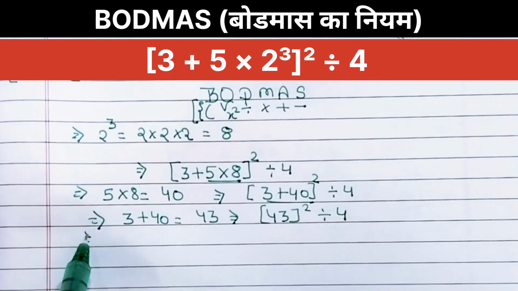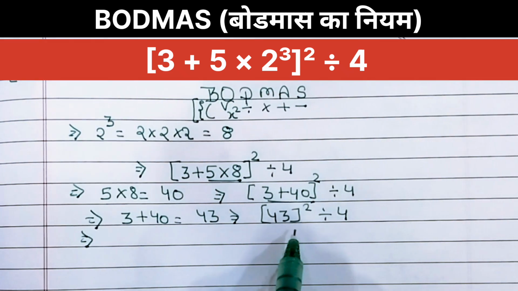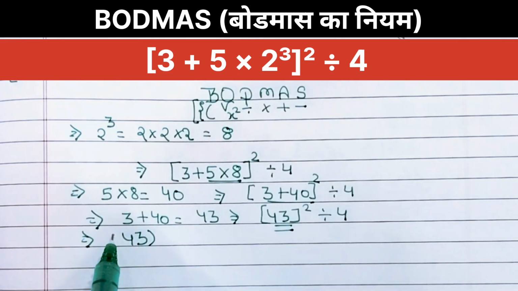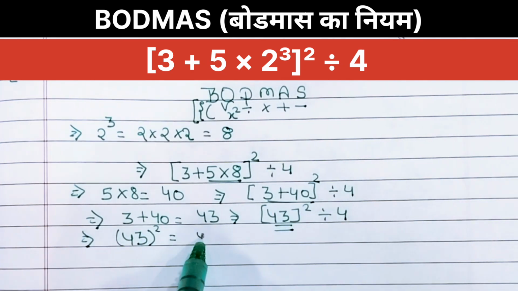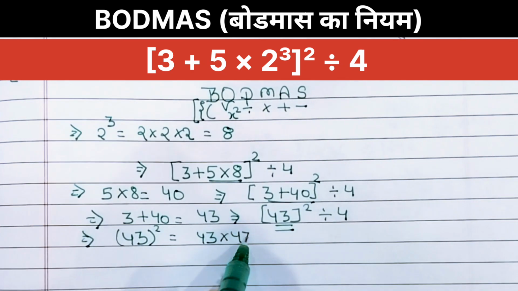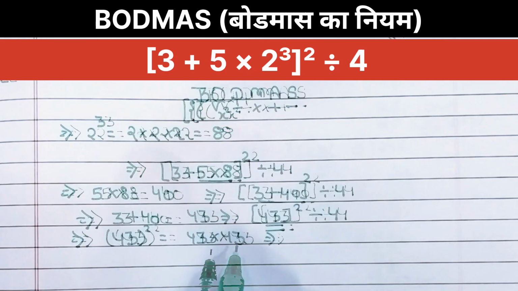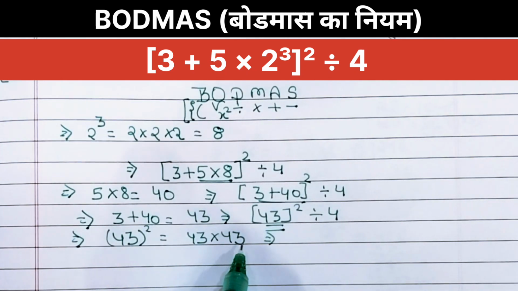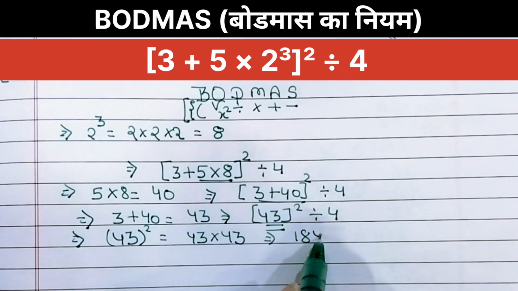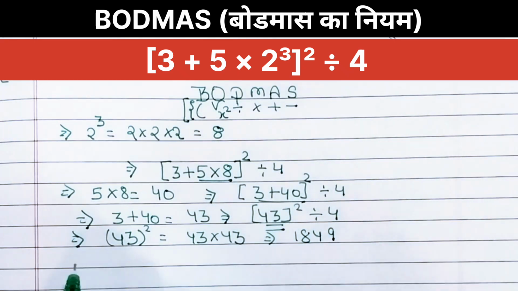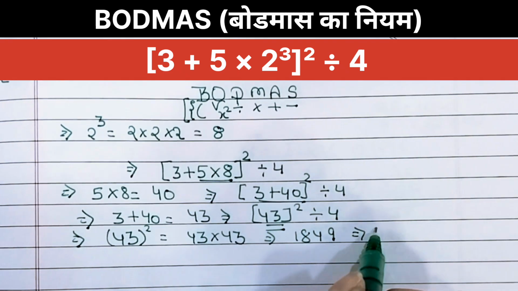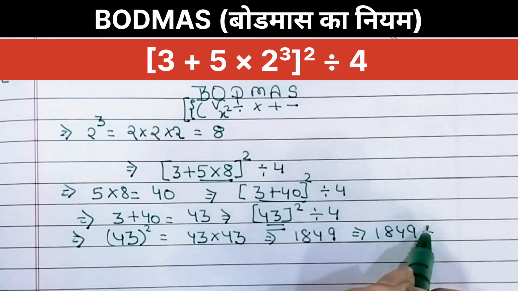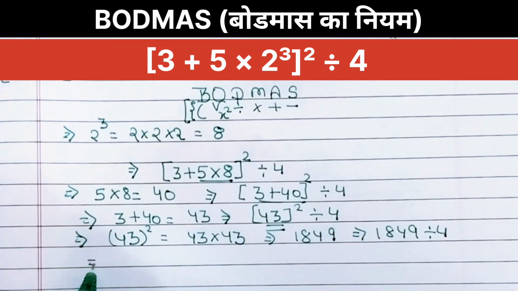Now move to the fourth step: solve the outer exponent. Now calculate the outer exponent, 43 squared. Now 43 multiplied by 43. In the last video, I told you two tricks of Vedic math, crisscross multiplication and the base method of squaring. Which trick do you like, and which trick will you prefer to solve this question? Just write in the comment. The answer will be 1849. So now the new expression becomes 1849 divided by 4.